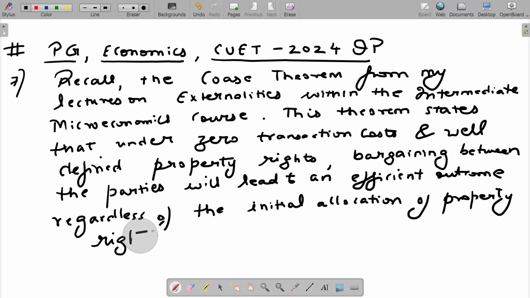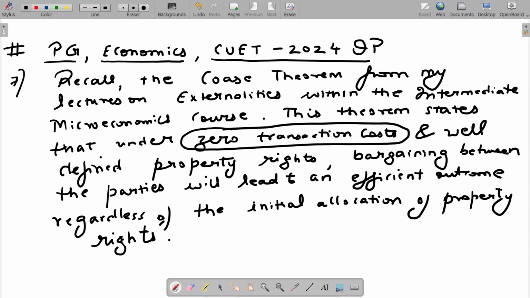So I am revising it with all students. Ronald Coase gave this theorem for which he also received a Nobel Prize. This theorem simply states that if there are two parties and there are zero transaction costs involved between them, that means no paperwork, then, if there are well-defined property rights, the property rights can be with party A or with party B. It doesn't matter whether the property rights are given to party A or to party B. When they bargain, it is always going to lead to an efficient allocation. This is what the Coase theorem tells you.